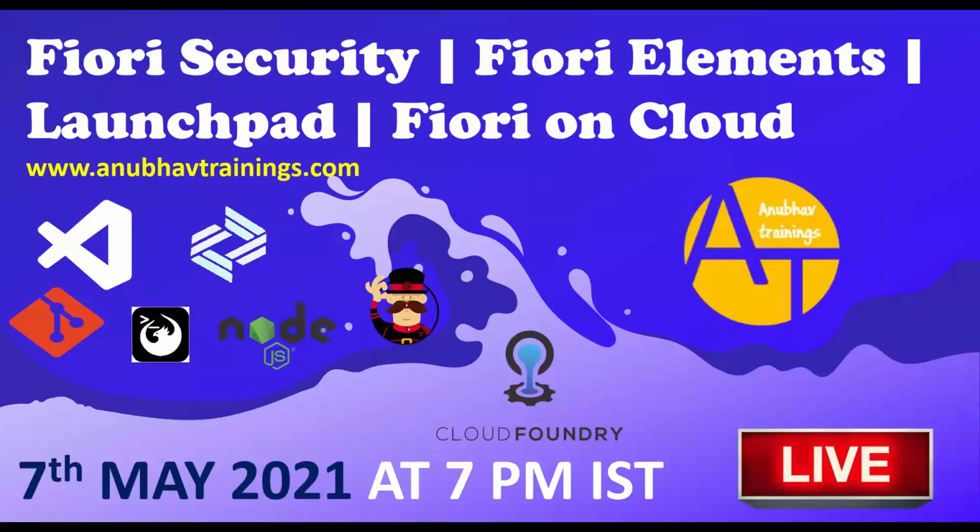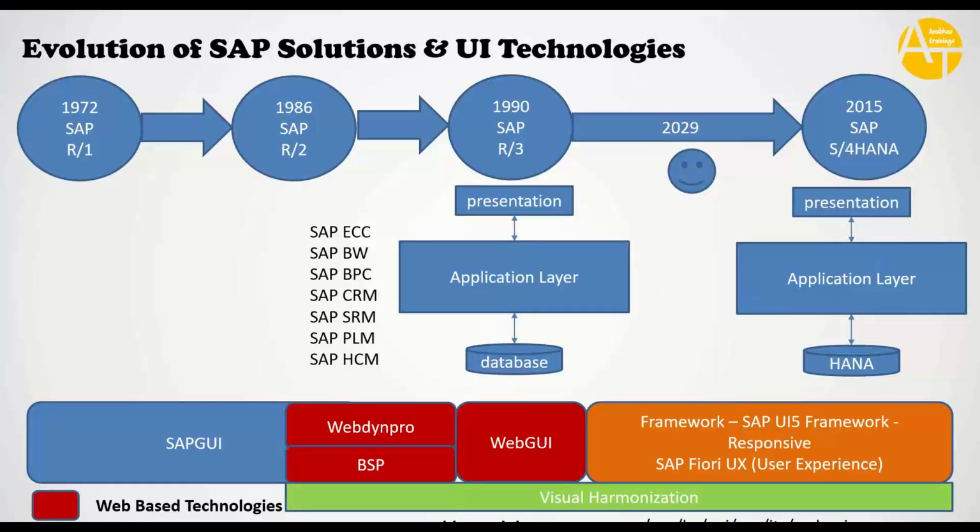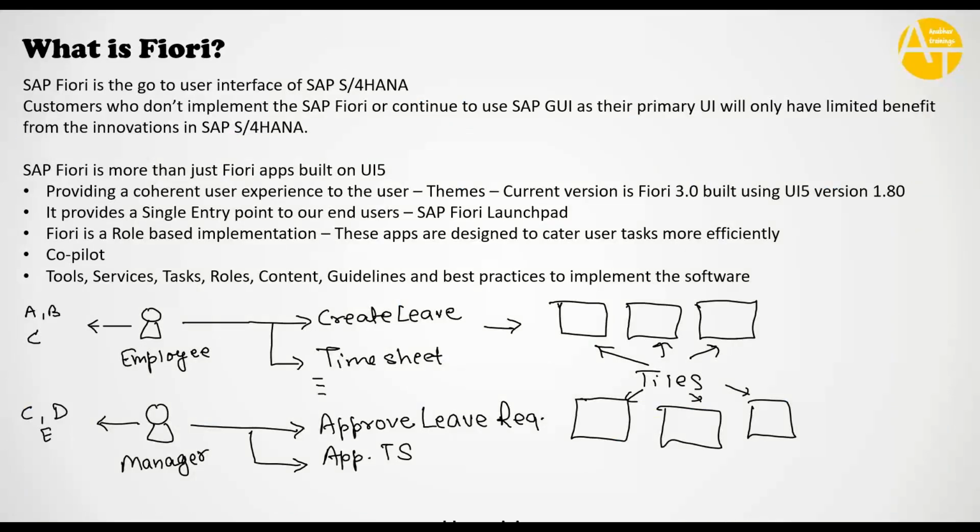In our last session, we talked about the introduction of the SAP product portfolio, how SAP evolved from 1972 to 2015, and now the state, the different solutions, what they offer, and with the solutions, how the SAP UI technology evolved from SAP GUI to WebDynPro to BSP to Web GUI and finally SAP Fiori. We have talked about SAP Fiori in general.